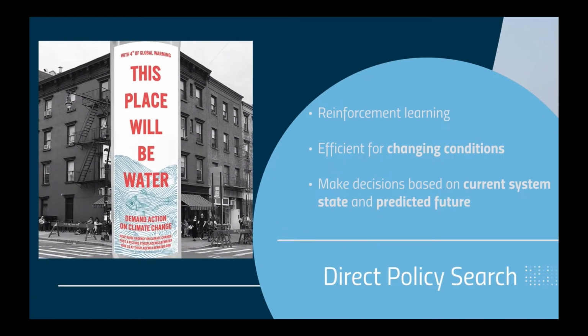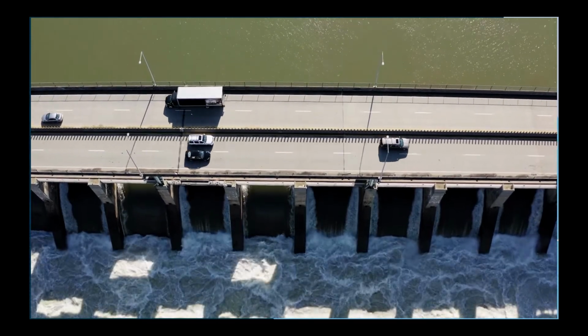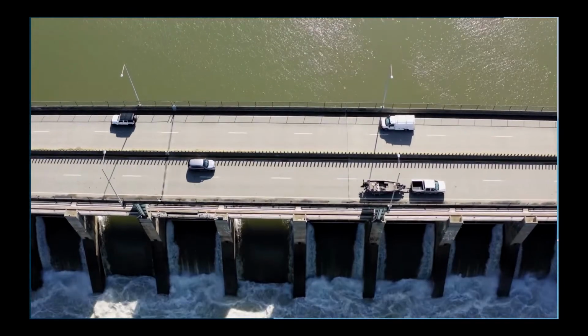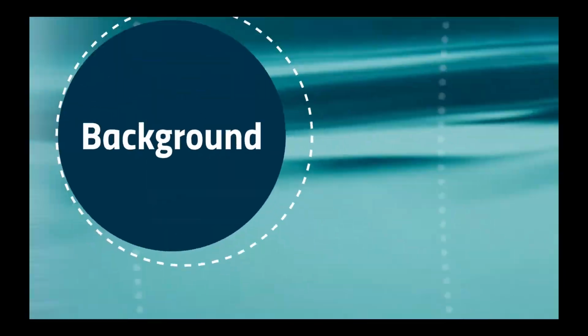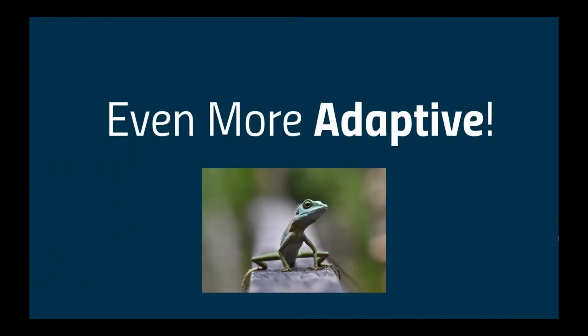Direct policy search, which is originally used for reinforcement learning, has been shown to be an efficient method for adapting a system in response to changing conditions. We directly make decisions whether to heighten the dikes based on the system's state, so we won't build too high when the water level is low, or not high enough when there is an unexpected rise. Our methods aim to make DPS even more adaptive.